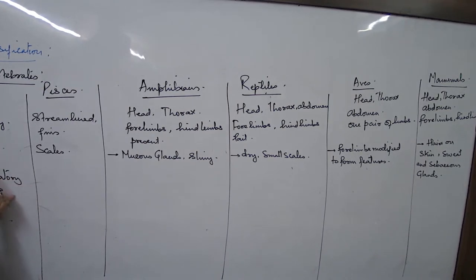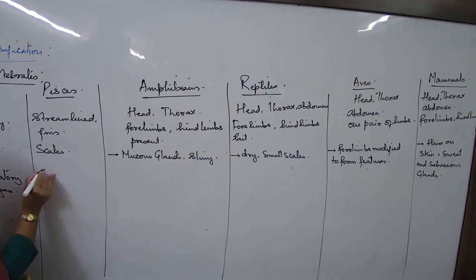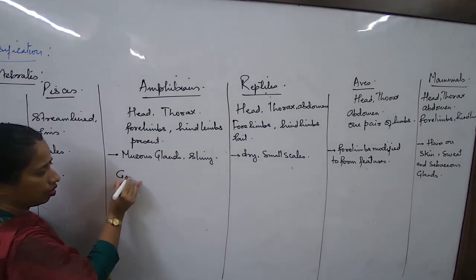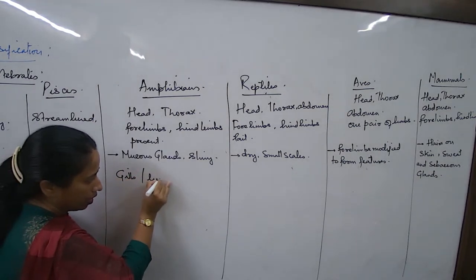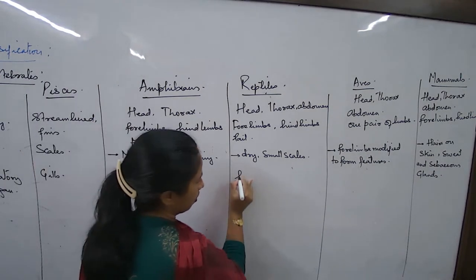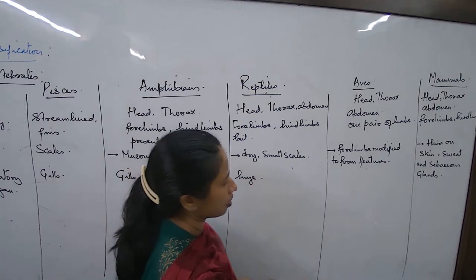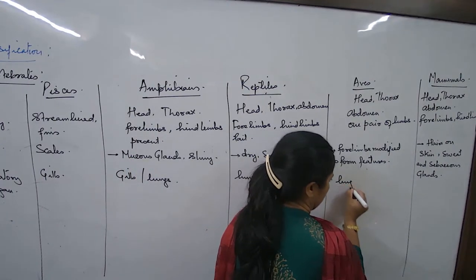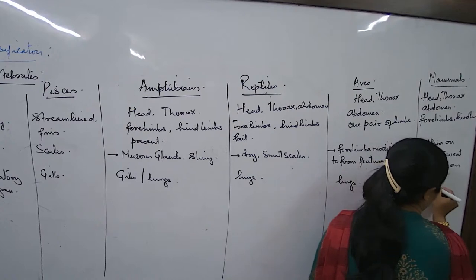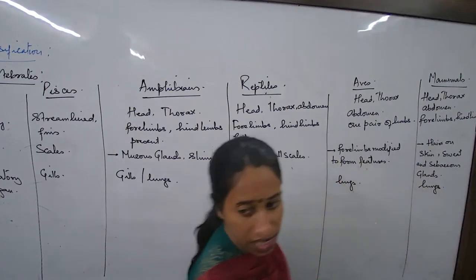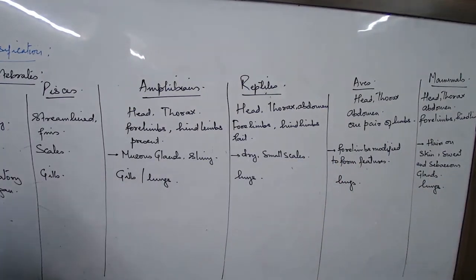Respiratory organ, gills. Gills and lungs. Lungs. Sebaceous glands, oil secreting glands.